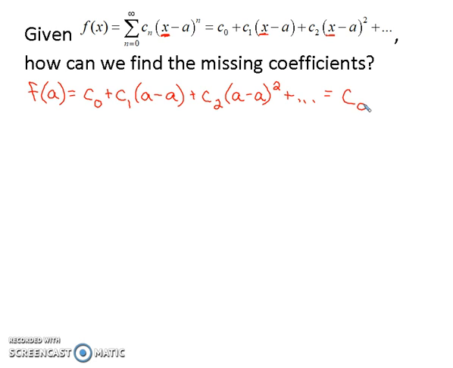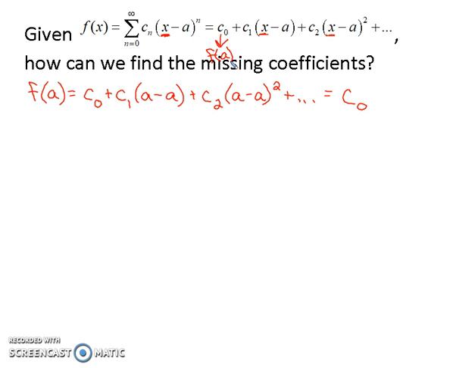So c sub 0 is whatever my function is evaluated at that a value for my center. So if I was given the function, I would just need to evaluate it at my center, and that would tell me what c sub 0 is. Okay, so now I want you to go with me.